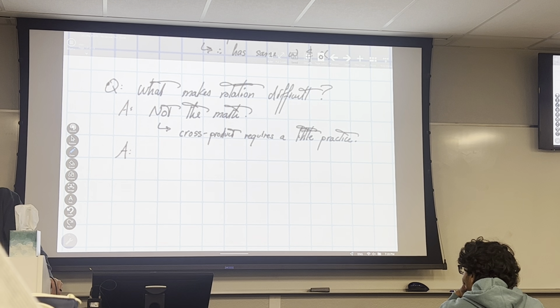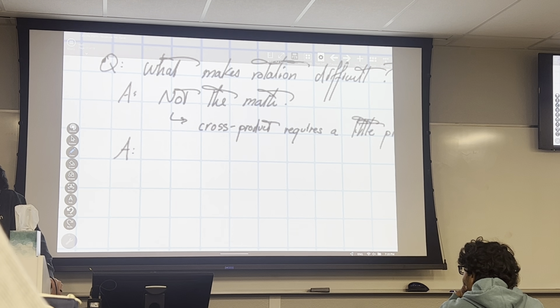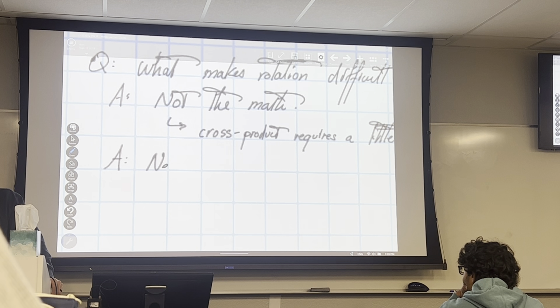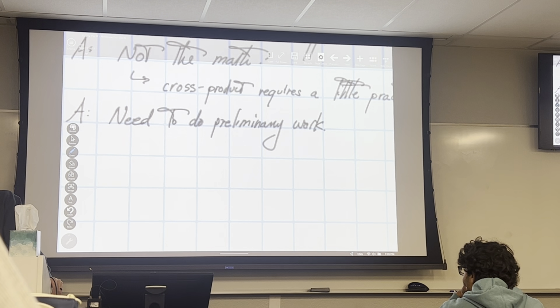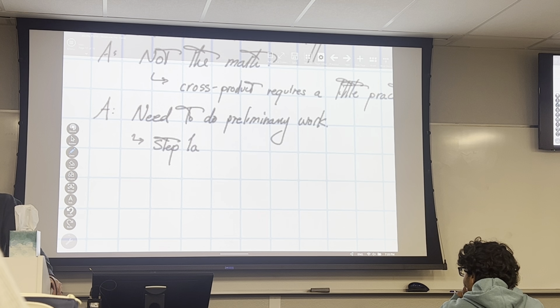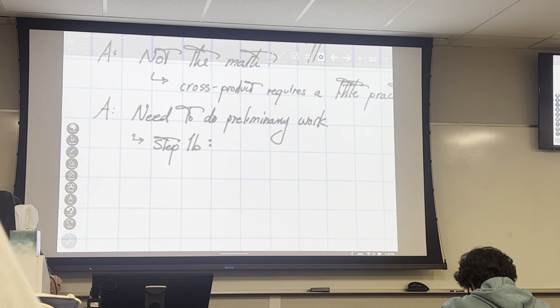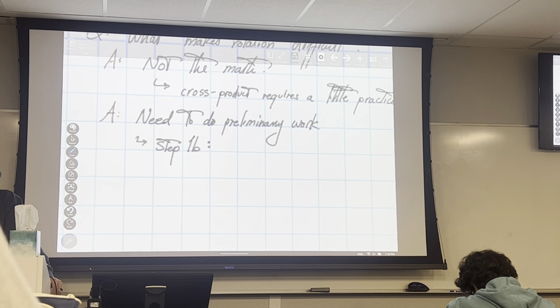But the actual answer is: need to do preliminary work. Need to do preliminary work. So there are 2 steps that you need to do, but I'm going to call them step 1A and 1B because they're kind of doing the same thing. This is actually step 1B. I'll start with 1B first because this is what we're trying to get to.